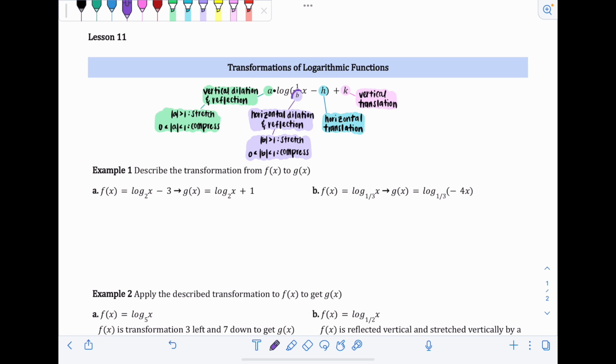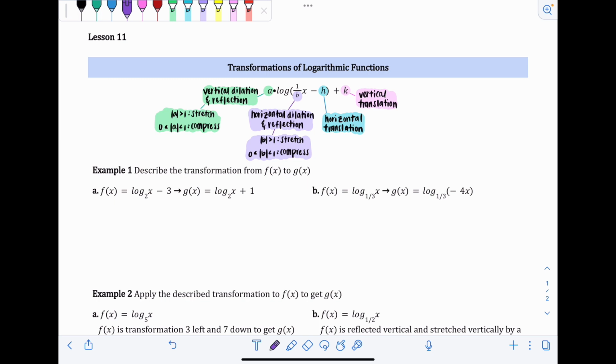B is that number that's like in the 1 over B times x, kind of inside the argument that's inside parentheses in this case when we are taking a log. B tells us horizontal dilation and if there's a reflection over the y-axis. Keep in mind, whatever number is in the function itself, because this is a 1 over B, B is going to be like the reciprocal of what we see.